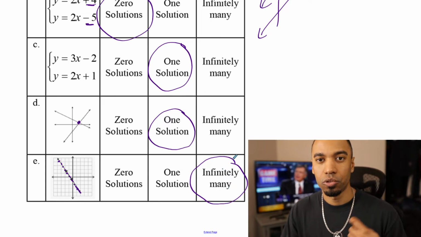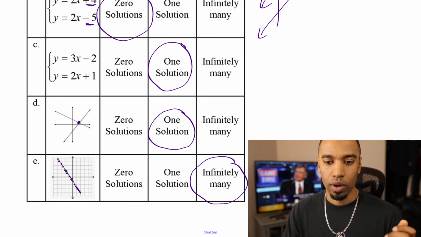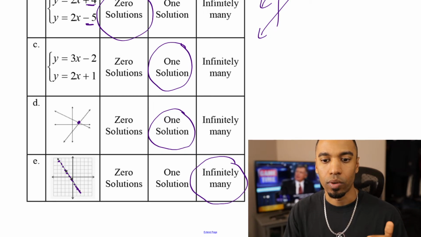What does infinitely many solutions look like in equation form? What it looks like is, hold on, just hit a wrong button. What they look like are same slope and same y-intercept.